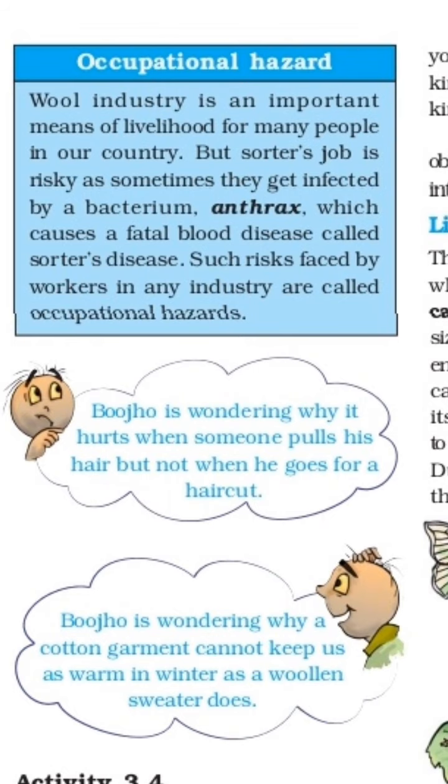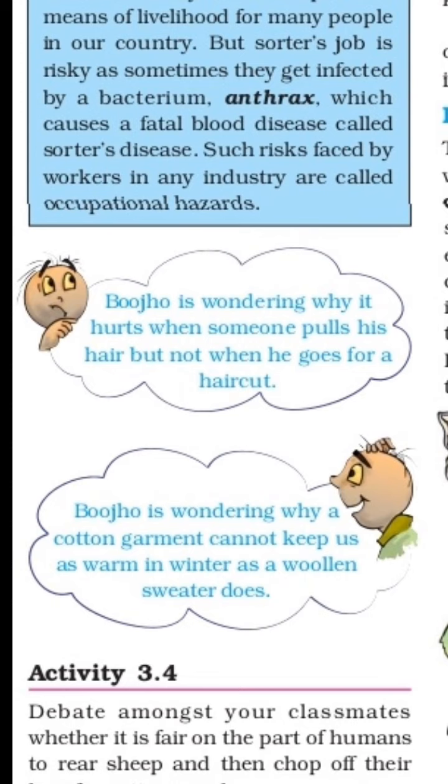Now Bojo has another question. Bojo is wondering why a cotton garment cannot keep us warm in the winter as a woolen sweater does. In a cotton garment, there is no space to trap the heat, but in woolen cloth, they prepare a barrier, and that time they trap the heat, and they give warmth to our body.